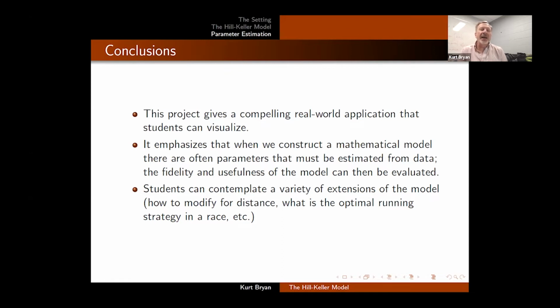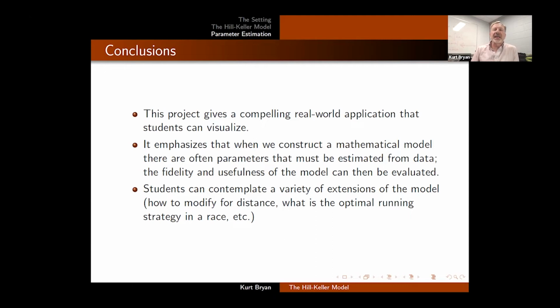What if you wanted to modify it for distance running? What would change? I mean, you can't sprint. What constraints would you put in the model to indicate that someone can't sprint a mile? And there's been work on this too in the mathematical physiology community. So that's how I kick off.